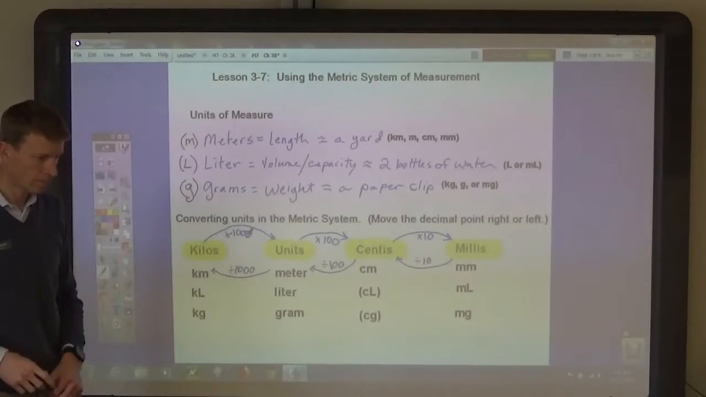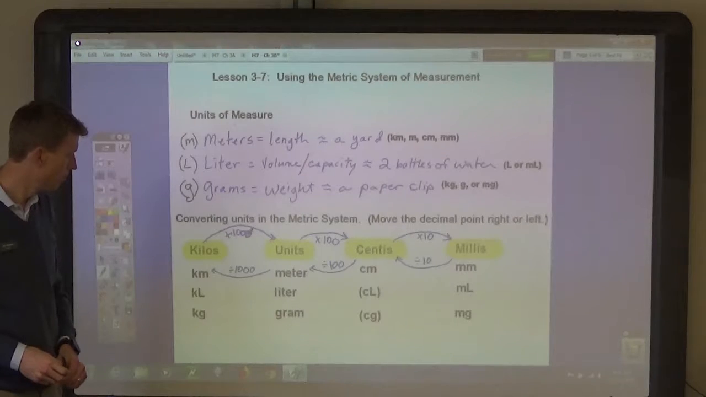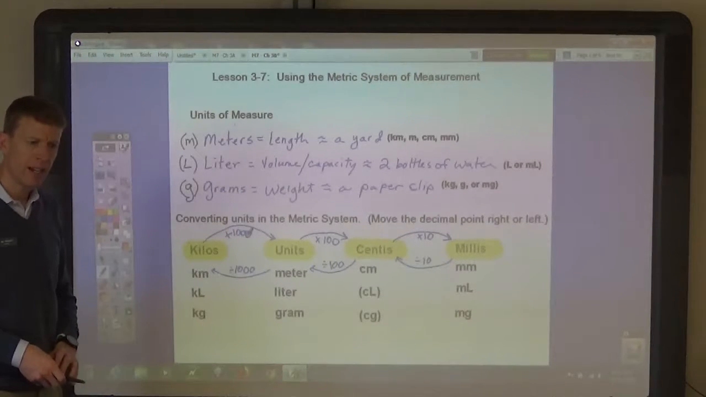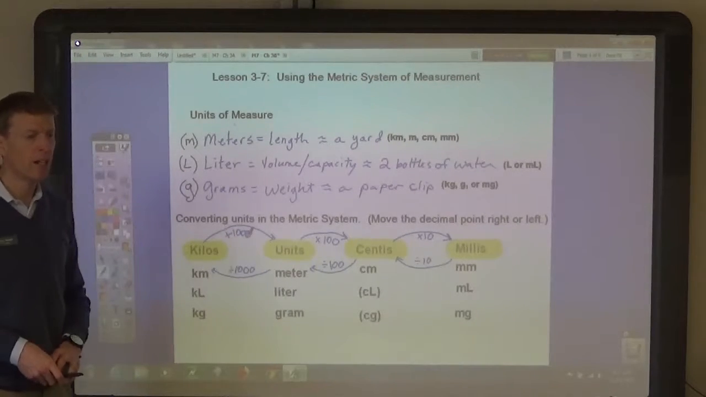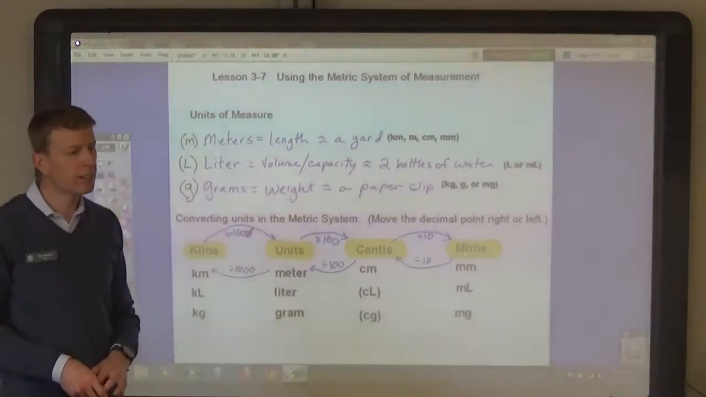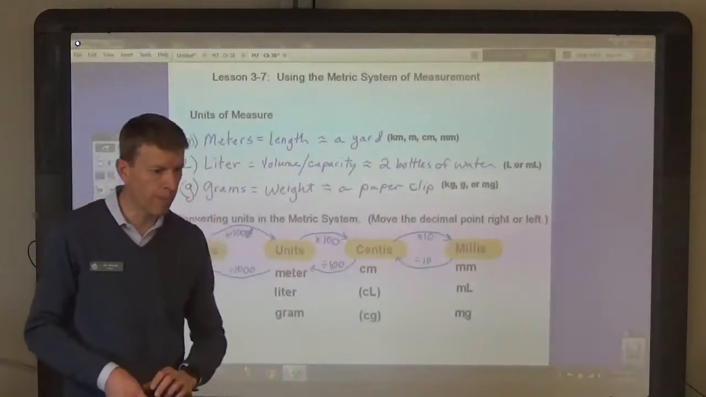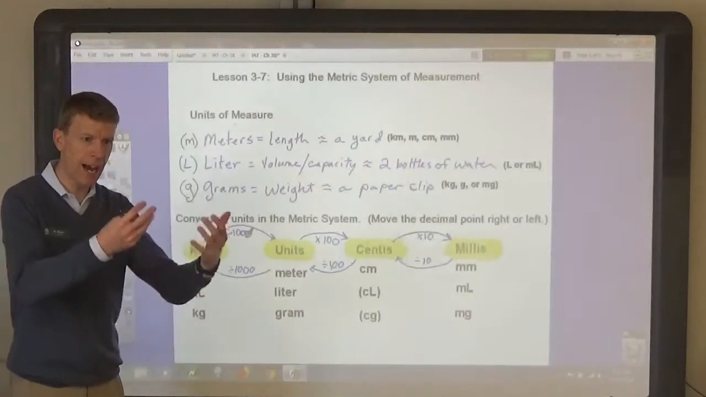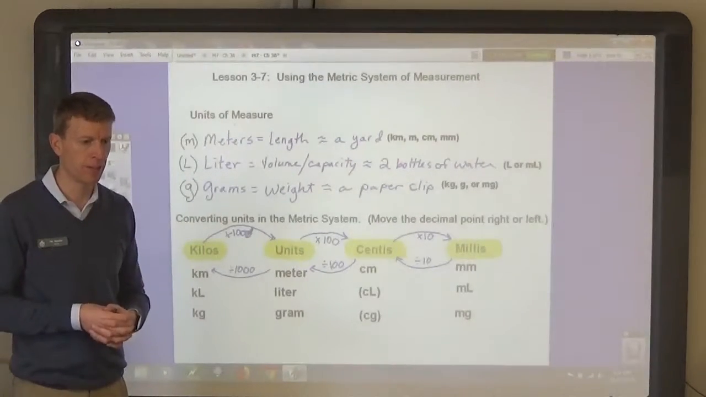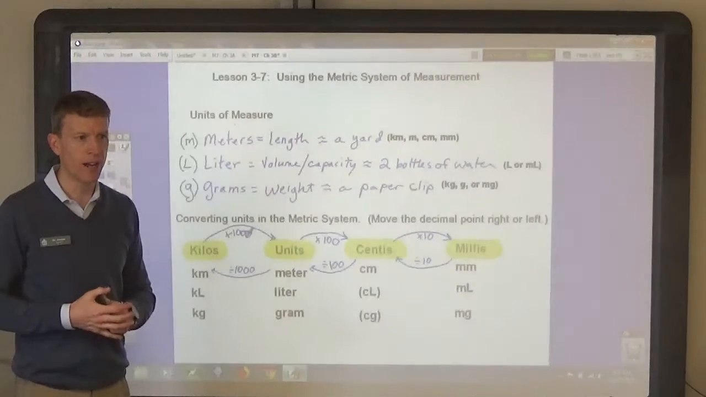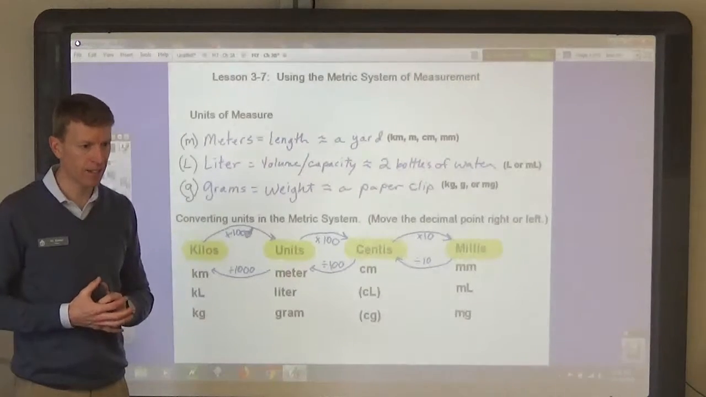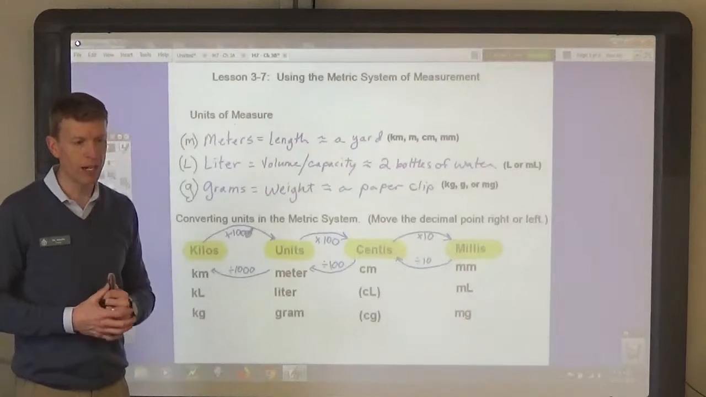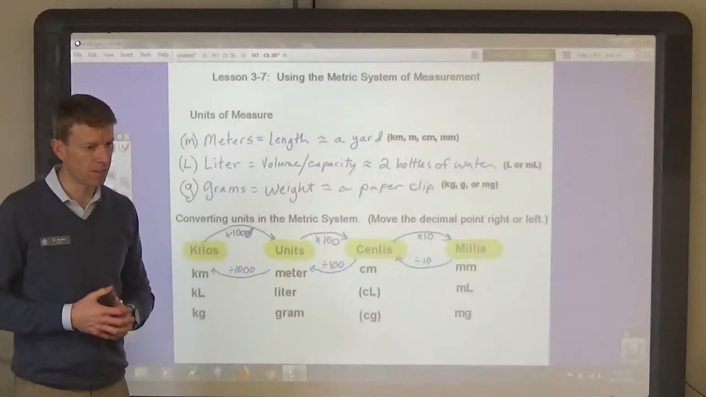It's kind of like topic, but I'm really confused. How many kilometers does it equal a mile? How much is it? A kilometer is 0.62, so it's about 62% of a mile. It's a little over half of a mile is a kilometer. Okay?